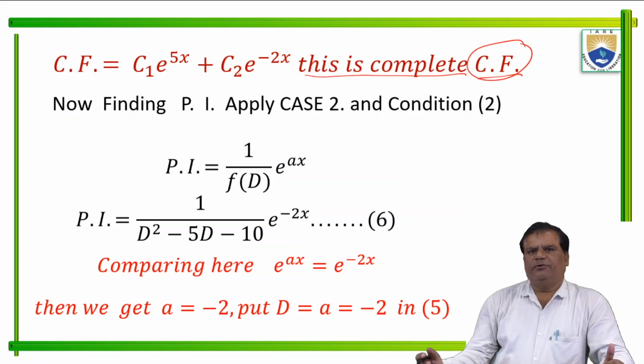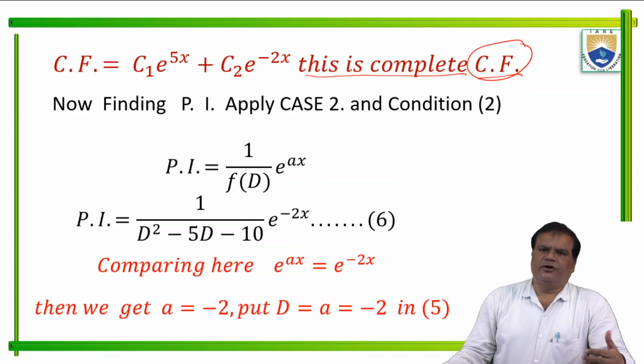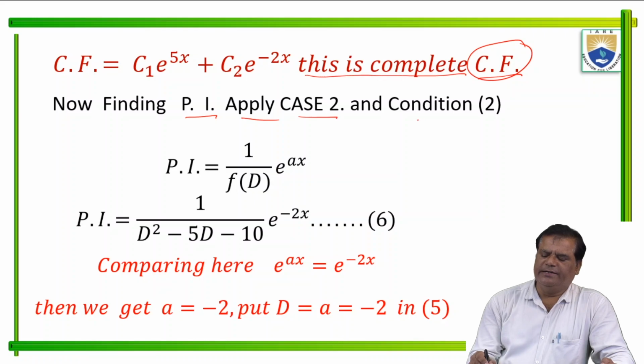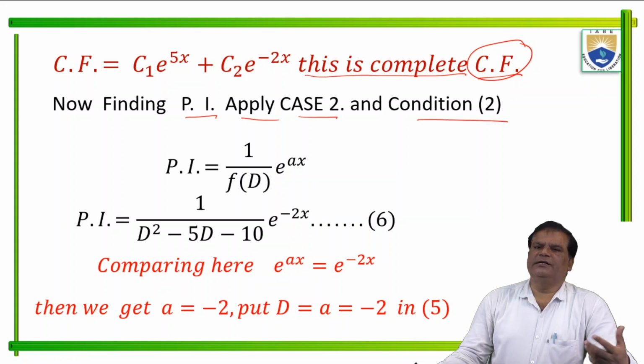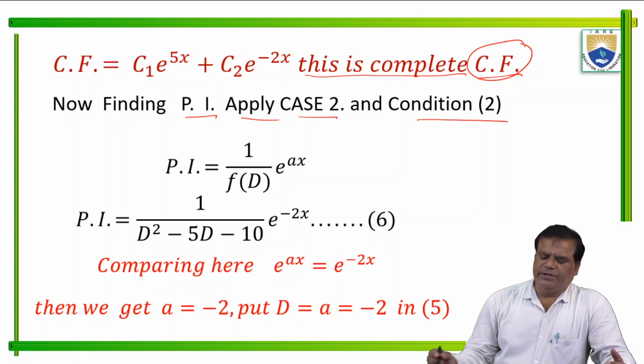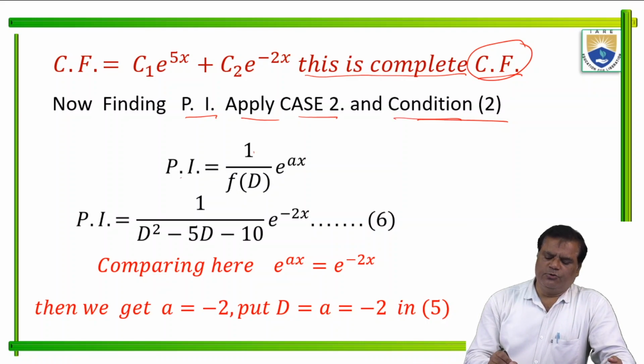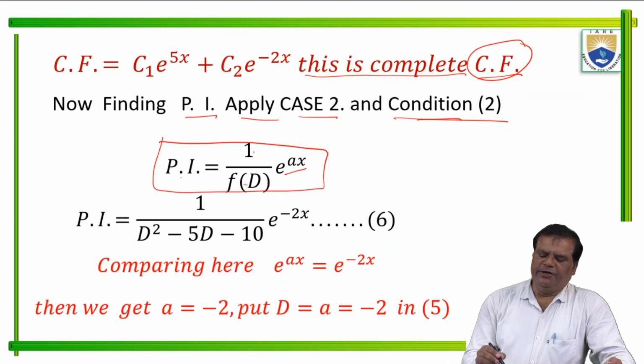Now, the second part of the solution is the particular integral, PI for short. So now finding PI, apply case 2 and condition 2, not condition 1. So PI is equal to 1 upon F(D) into e to the power ax. This is the general formula for the particular integral: 1 upon F(D) into Q.